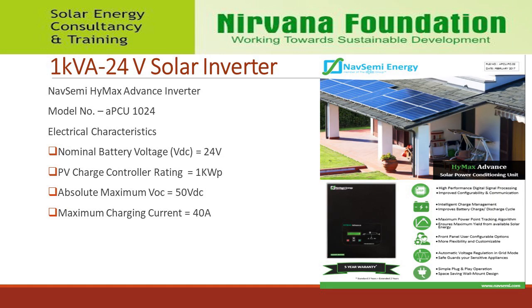1 kVA 24 volt solar inverter. Company: NAV Semi High Max Advance Inverter. Model No. APCU 1024. Electrical characteristics. Nominal battery voltage, VDC, equals 24 volts. PV charge controller rating equals 1 kilowatt peak. Absolute maximum VOC equals 50 volts DC. Maximum charging current equals 40 amperes.